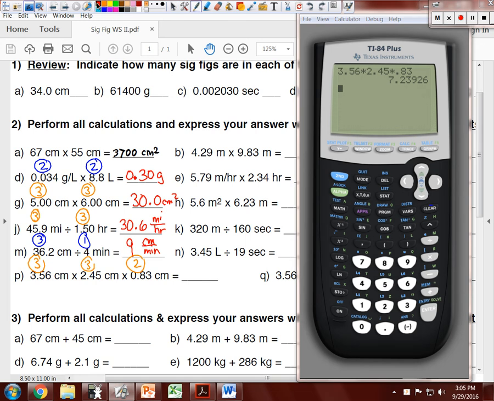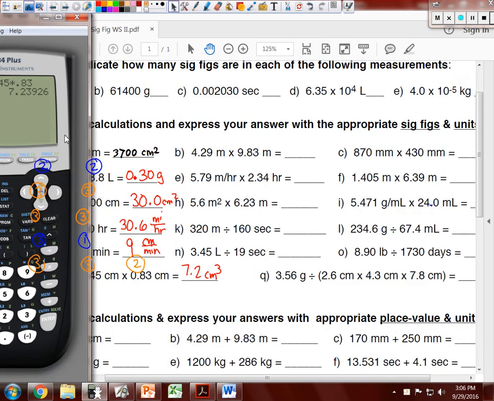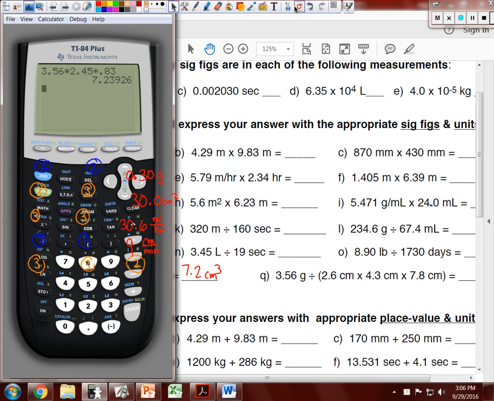Fantastic. 7.2. I want to do one more for you, and there's a reason why I'm going to do it. And by the way, what's the unit on that? Very good. Centimeters cubed. All right. Any questions out of those? Any questions? All right. The other one that I want to do for you is letter C. Clear all this.